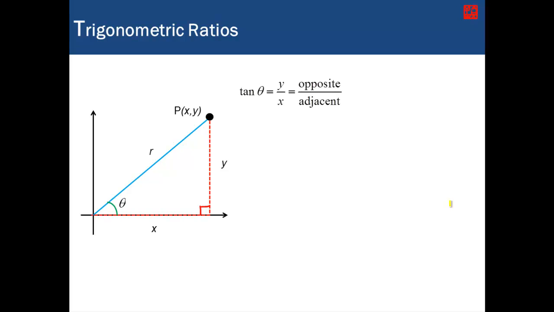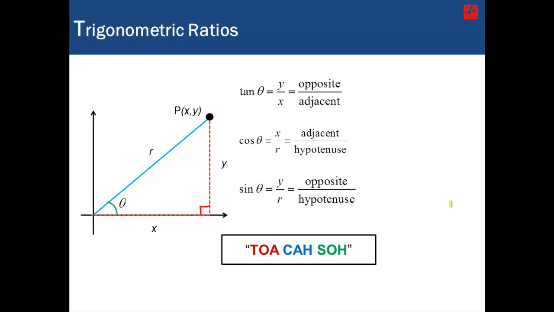We have tangent, which is opposite over adjacent, cosine, which is adjacent over hypotenuse, and sine, which is opposite over hypotenuse. One neat way to remember all this is to think of "toa, cah, soh". How do we do that? Tangent, for example, TOA, is opposite over adjacent. So all you need to do to remember tangent is opposite over adjacent is to think of "toa". Same thing for cosine and sine. Now there are also the reciprocal functions of tangent, cosine, and sine, given by cotangent, secant, and cosecant.